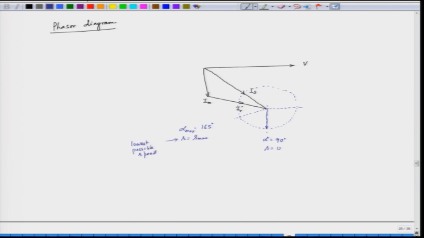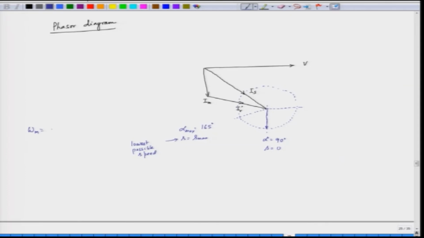When the slip is higher, the speed is lower, because we have the equation, the speed is equal to omega ms into 1 minus s. When s equal to 0, the speed is the synchronous speed. When s is S maximum, the speed is minimum. So, in this case we get the minimum speed.